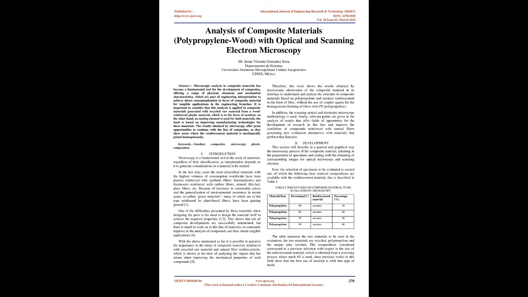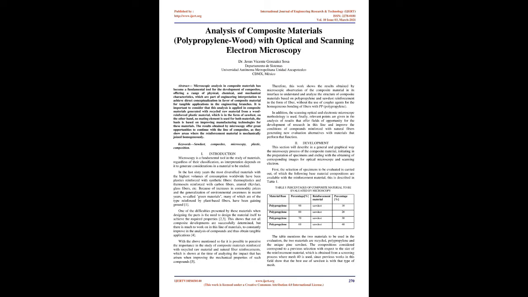The results obtained by microscopy offer great opportunities to continue with the line of composites, as they show areas where the reinforcement material is mechanically joined homogeneously. Keywords: sawdust, composites, microscopy, plastic, composition.